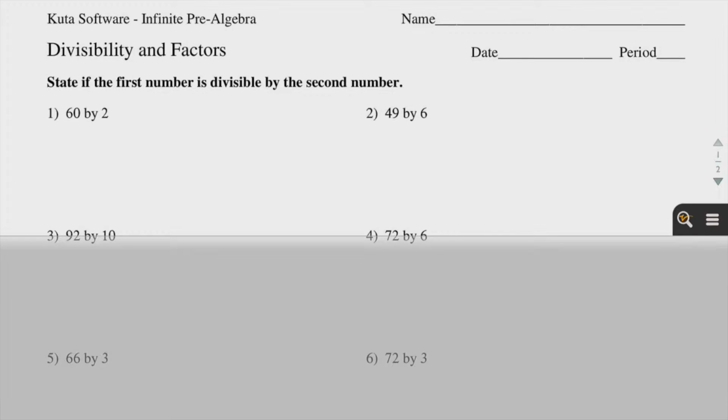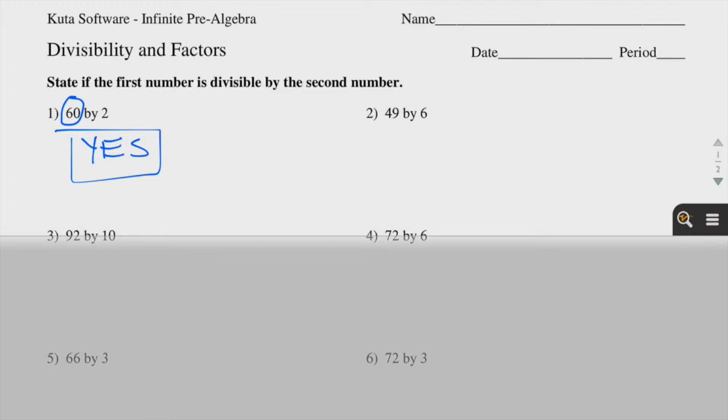So the rule with 2 is if the number ends in a 0, 2, 4, 6, or 8, or if it's an even number, then it is divisible by 2. So because 60 is an even number, because it ends in 0, 60 is divisible by 2. So we end up getting yes for number 1.